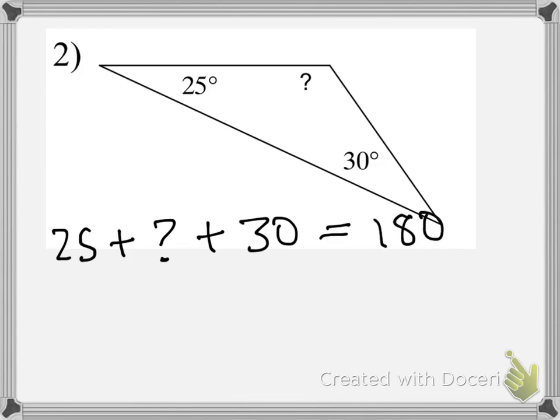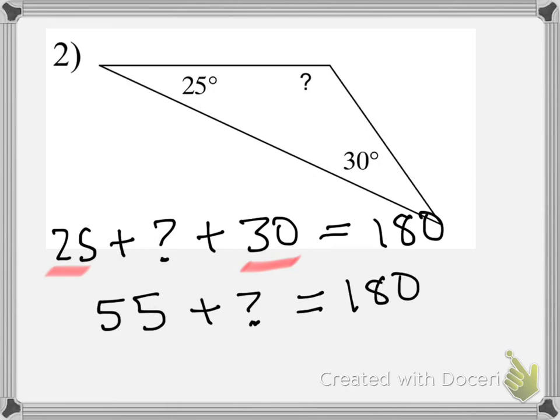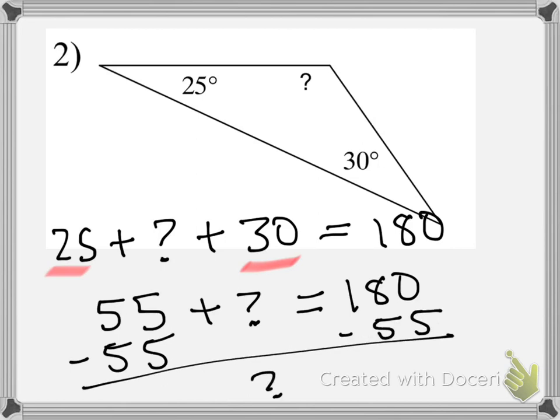So we have the 25 plus the question mark plus the 30 is going to equal the 180. And then here, we're going to go ahead and combine our like terms. So we have 25 and 30, which is going to give us 55. So 55 plus our question mark is going to equal our 180. We want to get the question mark by itself, so we're going to subtract the 55 from both sides. And so here our question mark is going to equal the 125 degrees.